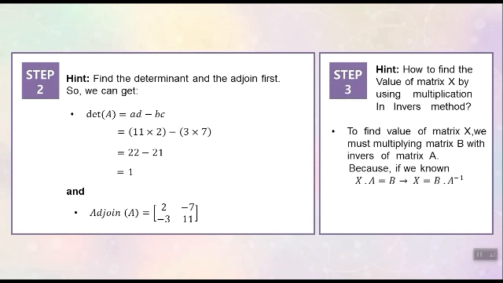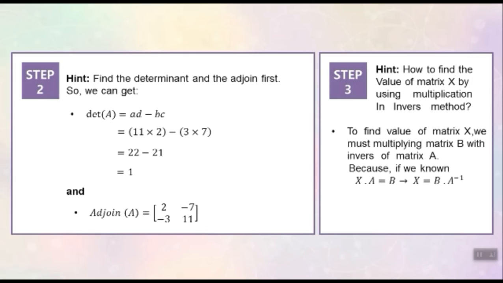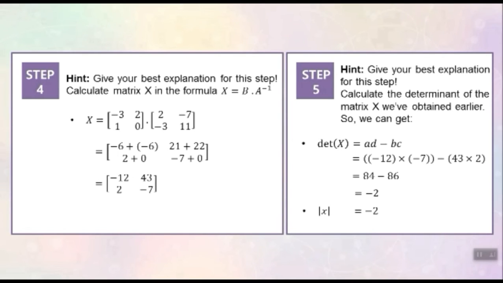Step 3, we see how to find the value of matrix X by using the multiplication inverse method. To find the value of matrix X, we must multiply matrix B with the inverse of matrix A, because if we know X times A equals B, then X equals B times A inverse.